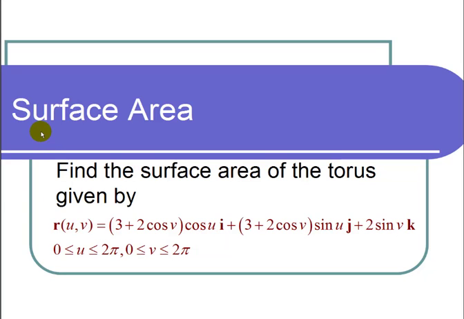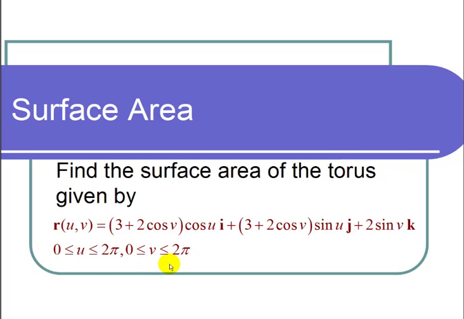This is a video on surface area. The question states, find the surface area of the torus given by r(u,v) = (3 + 2 cos v) cos u i + (3 + 2 cos v) sin u j + 2 sin v k, and u is between 0 and 2π, and v is also between 0 and 2π.